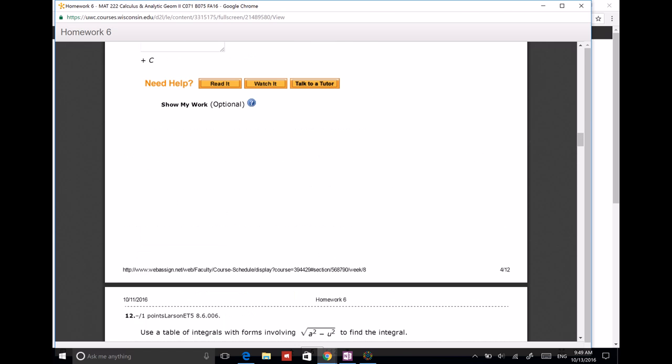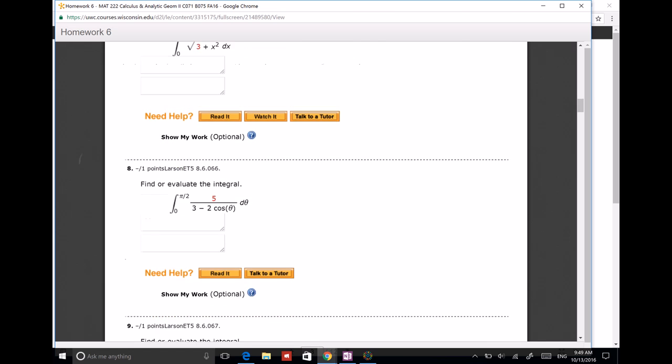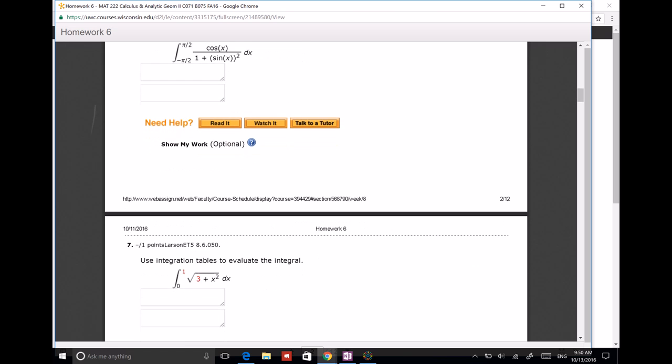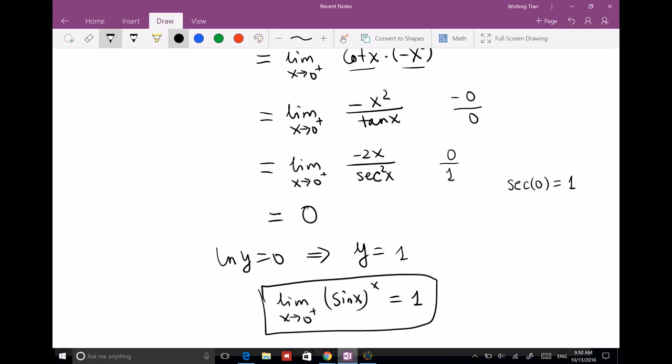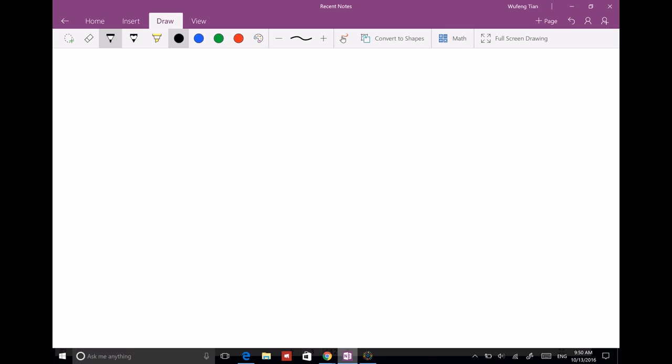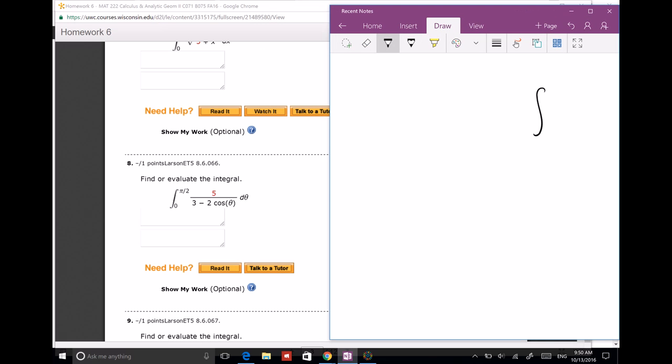So the problem I want to give you a little bit of help with is number 8. But we don't have much time, so I give you a little bit of hint. You can go back and try it. Number 8 is the integral from 0 to pi over 2 of 5 over 3 minus cosine theta d theta. Because we don't have any formula for this kind of integral, there is no formula online.